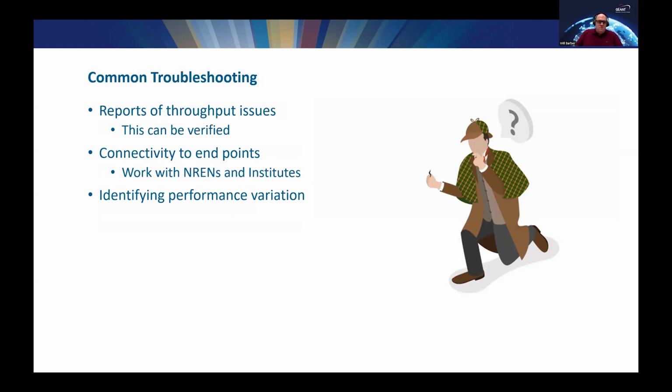Yeah, we commonly use it for troubleshooting reported throughput issues, which can be verified or narrowed down to the institute, or trying to eliminate the backbone being the problem. And the connectivity test can be done between NRENs, nodes, or institutions, and we can identify performance variation.